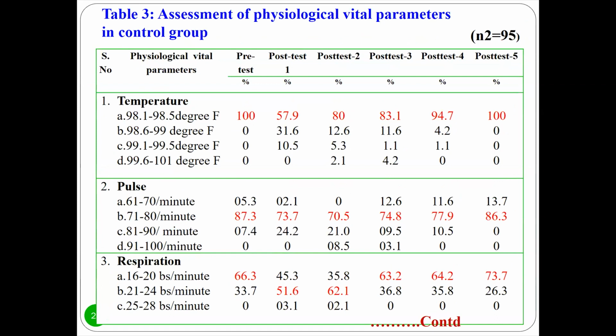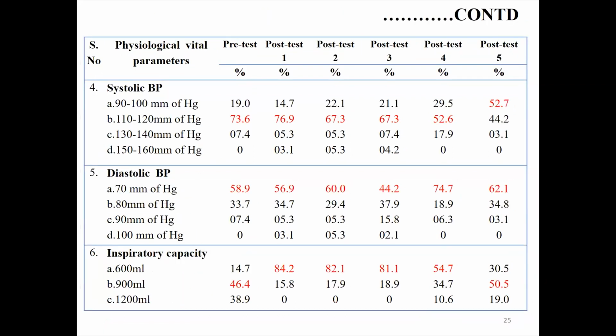These are the findings of the control group, where majority maintained normal vital signs of temperature, pulse, and the respiration, systolic blood pressure and diastolic blood pressure. However, the very significant numerics to be noted here is the inspiratory capacity, in which majority had normal in the preoperative period. However, at the time of discharge, only 19% of women had the normal inspiratory capacity, which was 1200 ml.